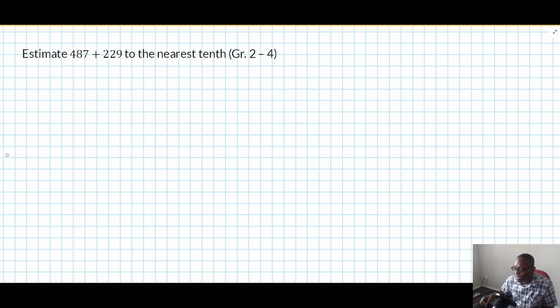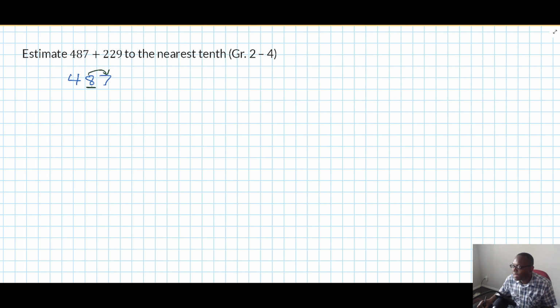So the question here is: estimate 487 plus 229 to the nearest tenth. Now the way we're going to go about this is we're going to look at each of the numbers, 487, and we're going to convert that to the nearest tenth. The way you want to do that is pay attention to the number in the 10th position right now, which is 8. So we're going to look at the number to the right to see if it's 5 or more.